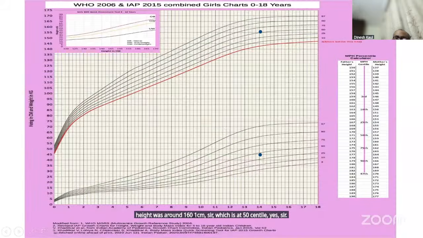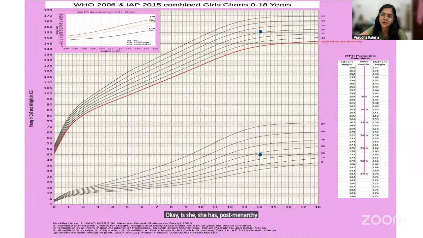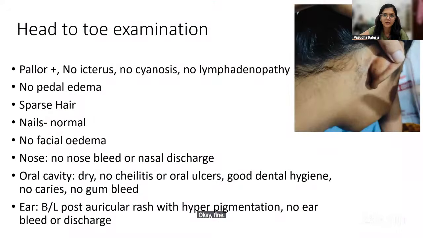Okay. Is she post menarche? Yes, sir. Okay, fine. Coming to head to toe examination, the child had pallor, as I could see in the lower palpebral conjunctiva.